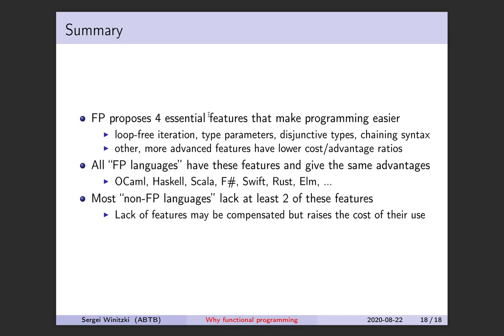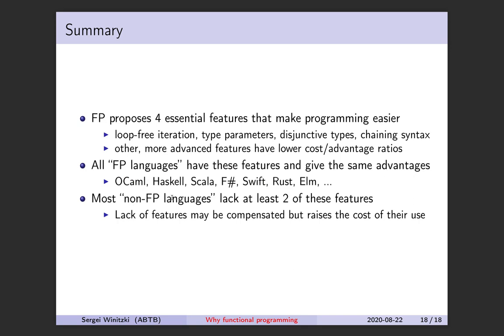The first four that I'm talking about are features that are shared between most functional programming languages. If you know how to use those features in one language, you know how to use them in all other languages because they work in exactly the same way. Only the syntax is different. You need to learn the syntax of a new language, and that's it. You already know how to use loop-free iteration using the map filter reduce style. You know how to use type parameters. You know how to use disjunctive types with pattern matching, and you know how to use the chaining notation, do notation, for yield notation, or other such notation. And you already know how to write programs in this style.